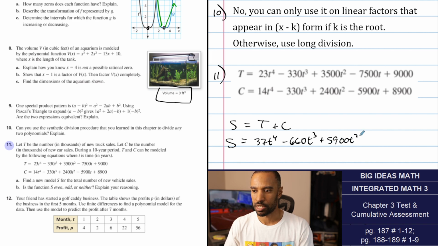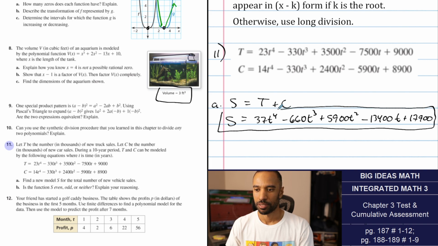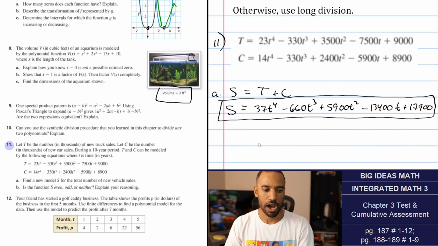So 59,000 T squared minus 13,400 T plus 17,900. I think all those numbers are right, and that would be my part A, my model S. Part B is the function S even, odd, or neither.